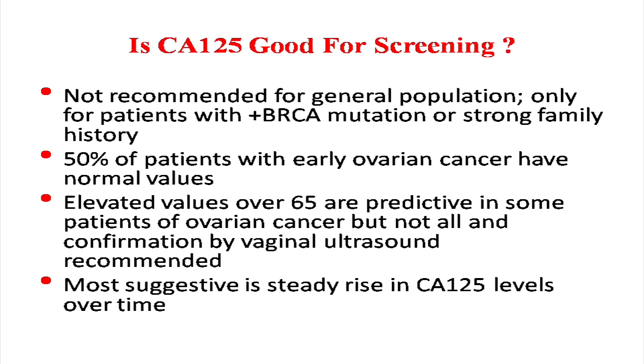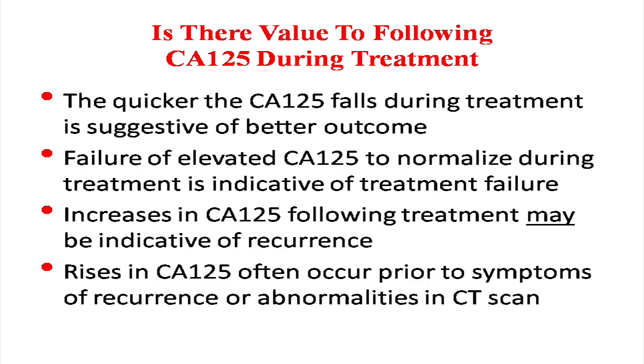I'm actually less concerned about that patient than I am a patient who has a value of 6, and the next month 11, and the next month 17, all of those within normal limits, but each month the value is going up. So it's actually a change in CA125 over time that is more important than a single value of CA125. Is there any value to following the CA125 during treatment?